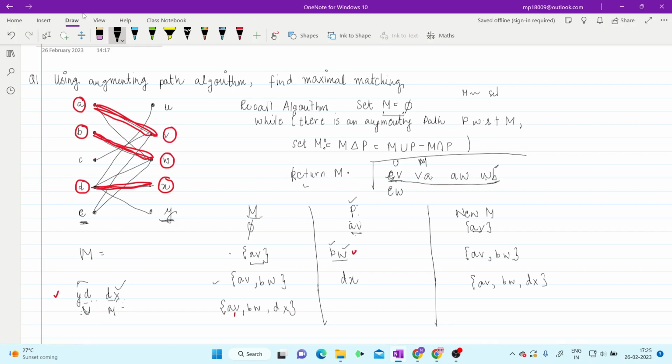So we see that this is also not a case. And similarly, you can see for all the four vertices, if we look at all the possibilities, we won't be able to find an augmenting path. So if we are not able to find an augmenting path, this algorithm stops, and therefore we claim that this is the maximal matching. AV, PW and DX is the maximal matching.